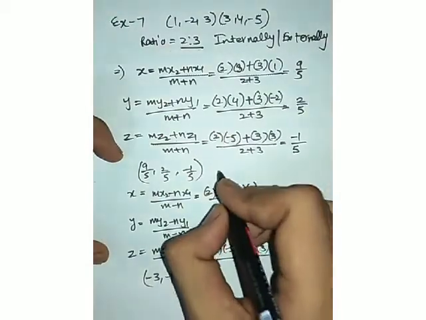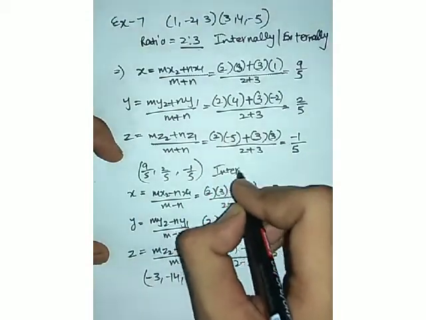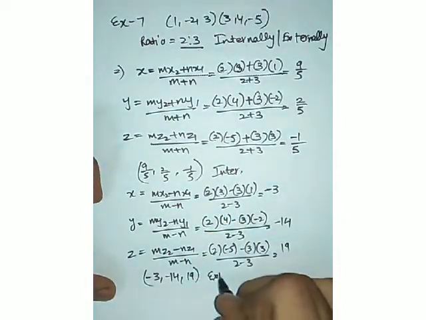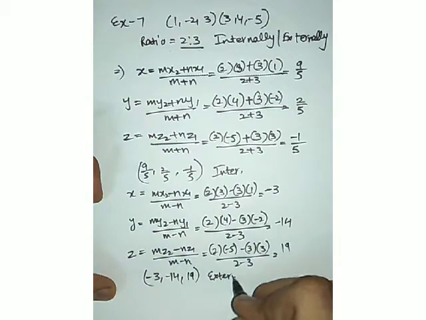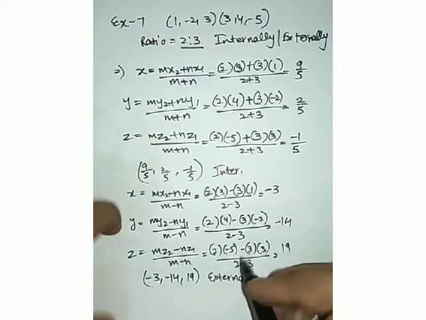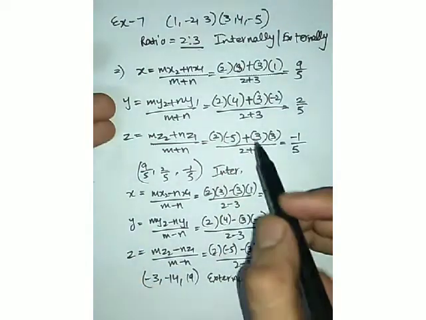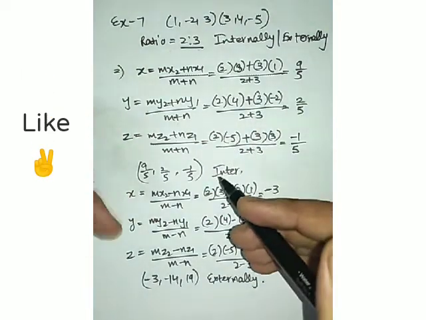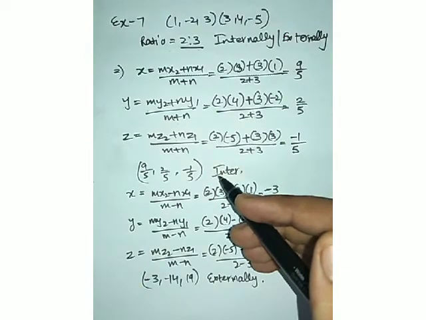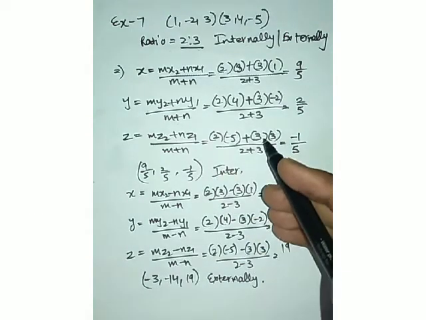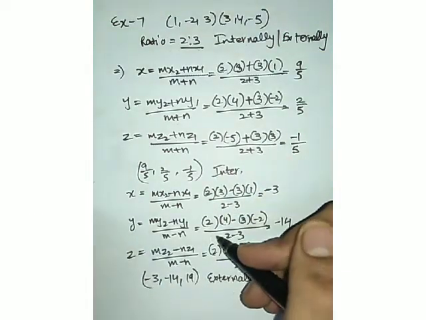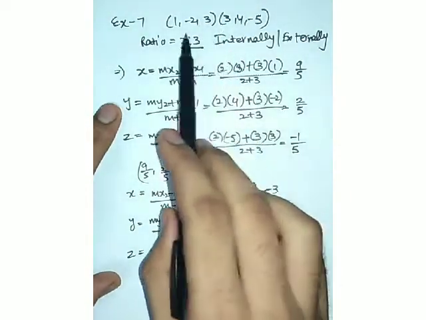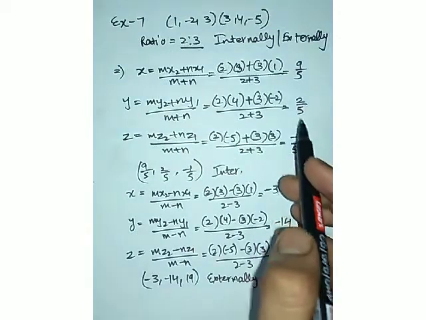Now these are the coordinates when the point is dividing the line segment internally, and these are the coordinates of the point which is dividing the line segment externally. So we have just implemented the formula and filled in the values which are given, and in this way we have found the desired coordinates of the points which are dividing the line segment joining these 2 points internally as well as externally. So this is how to do this.